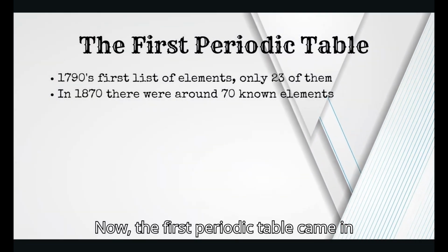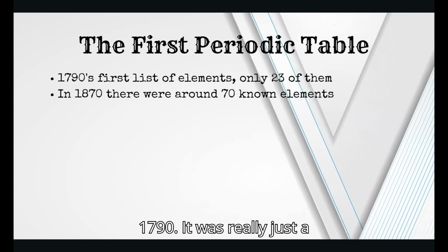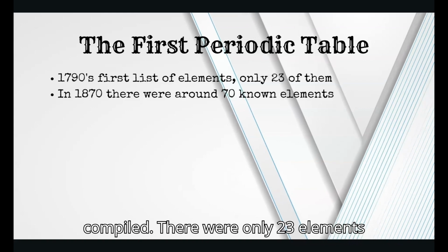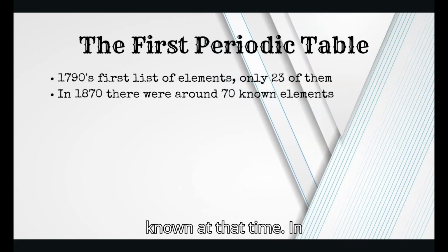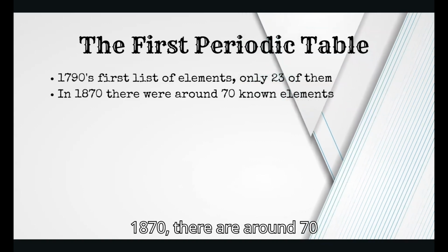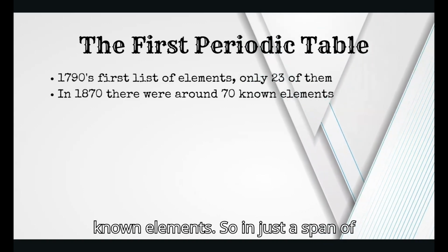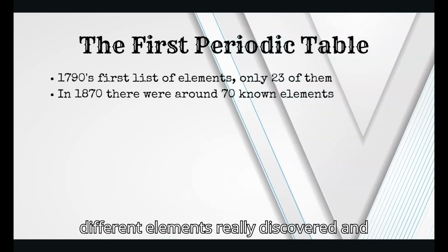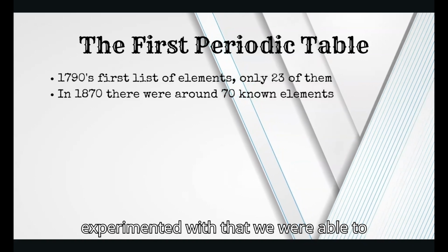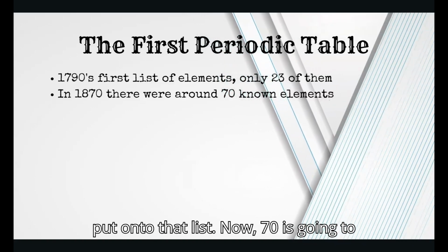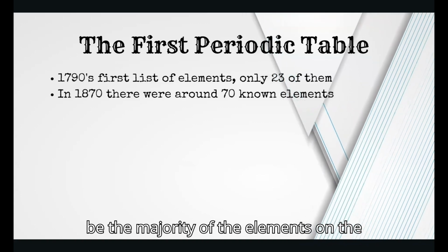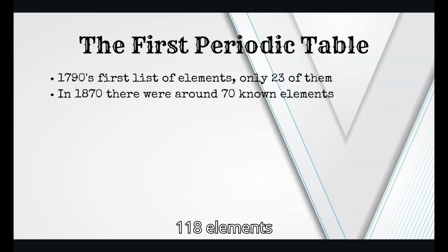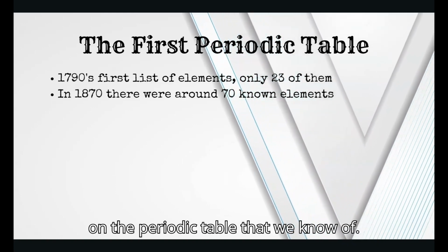Now, the first periodic table came in 1790. It was really just a list of different elements that was compiled. There were only 23 elements known at that time. In 1870, there are around 70 known elements. So in just a span of about 80 years, we had quite a few different elements discovered and experimented with that we were able to put onto that list. Now, 70 is going to be the majority of the elements on the periodic table. Currently, there are 118 elements on the periodic table that we know of.